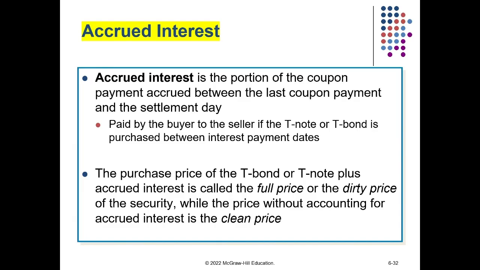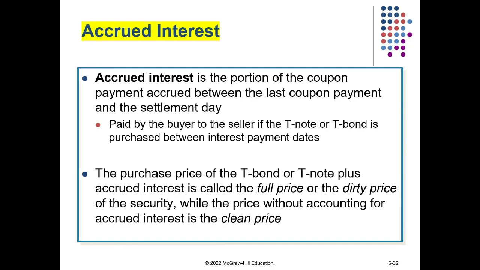And the purchase price of the treasury bond or treasury note plus accrued interest is called the full price or the dirty price of the security, while the price without accounting for accrued interest is called the clean price. So in other words, the dirty price equals the clean price plus the accrued interest. Accrued interest is just the part of the interest that you haven't yet received but you deserve.